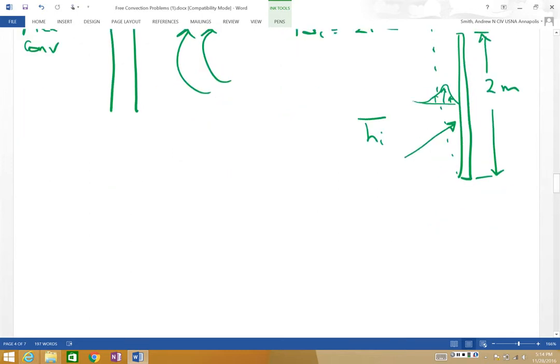Alright, well, step one is figure out a film temperature. Now, thankfully here, we know T surface, 33. We know T infinity, 21 over 2. Yes, the problem's been gamed to give us a T film of 27 degrees C, which equals 300 Kelvin.